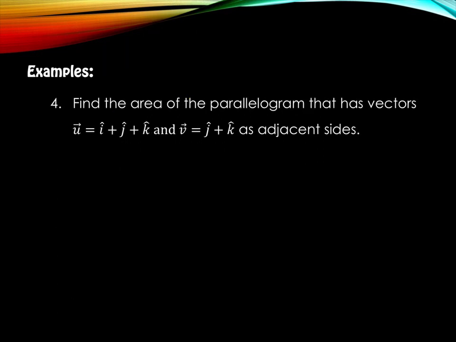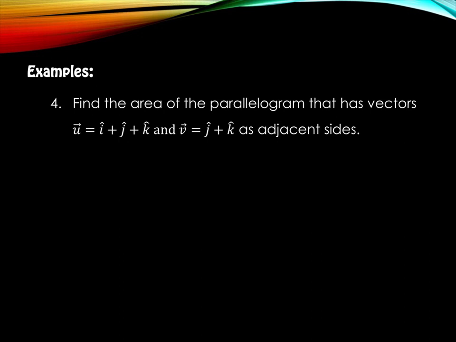Okay, one last question. We're going to find the area of a parallelogram that has the vectors u, which is i, j, k, and v, that is j plus k, as adjacent sides. We had part of a theorem that talked about area of the parallelogram. What did it say the area of the parallelogram is? The magnitude of the cross product. We're going to find the cross product, and then find the magnitude of that.